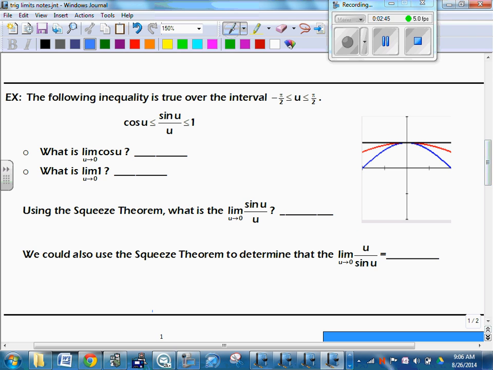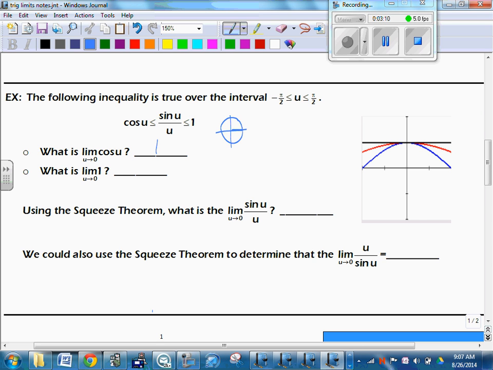Now let's go ahead and look at a couple of these questions. It says, what's the limit as u approaches 0 of cosine of u? Well, let's try direct substitution. If we put 0 in there, cosine of 0 is what? Go back to that unit circle. It's going to haunt you forever, at least for the rest of this year. That's just 1, right? Cosine of 0.